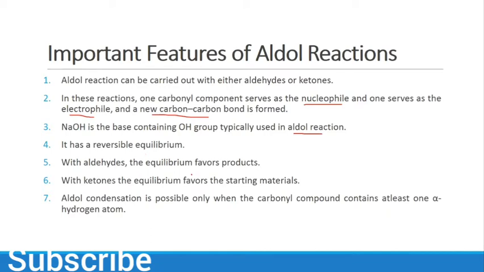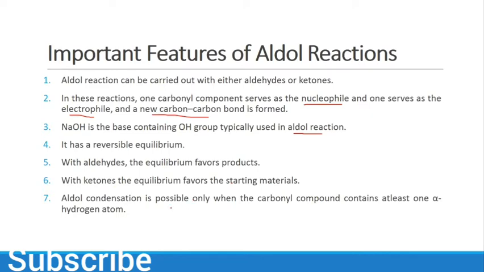We want our reaction to move forward, so we will provide more base. With aldehyde, the equilibrium favors product. With ketone, the equilibrium favors the starting material. Same case, we want our reaction to move forward to our end product, so we provide the base, not the concentrated base, the same base but in more amount.